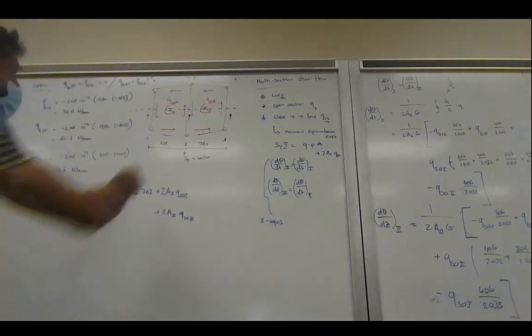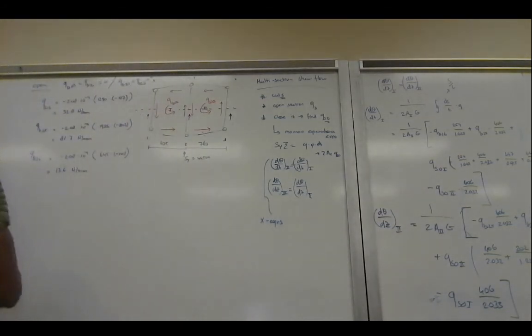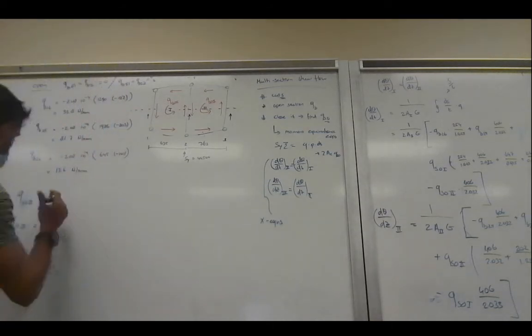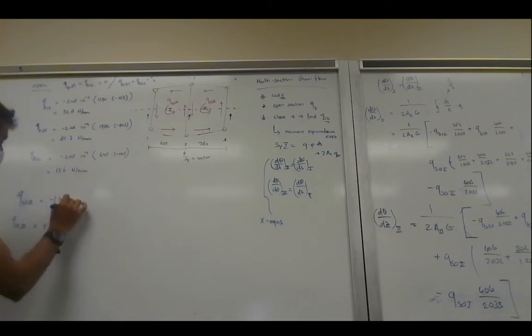So let's redraw this figure and I will give you the solutions. If you do it correctly, QS01 and QS02 will be equal to negative 1.1 and positive 7.2 Newton millimeter.